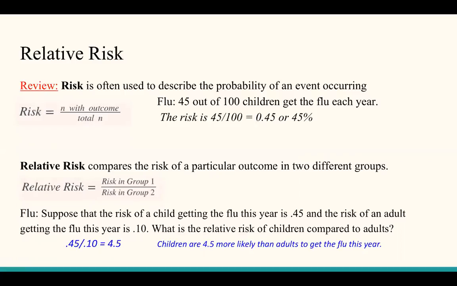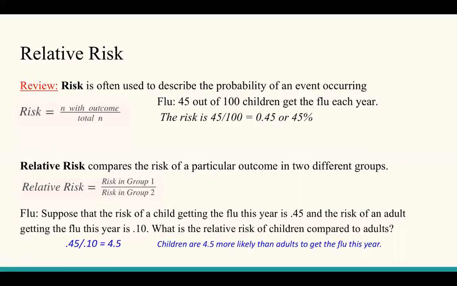So next we're going to introduce relative risk, which compares the risk of an outcome in two different groups. So instead of comparing one outcome to the total, we're going to compare one outcome to the other group. So it would be the risk in group 1 divided by the risk in group 2. So here, you want to make sure that you calculate risk for each group, and then you compare it. Relative risk is just comparing the risk between two groups.